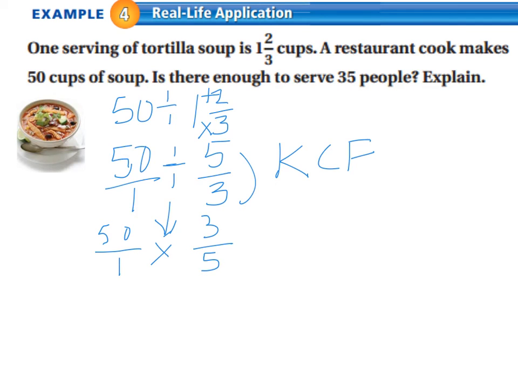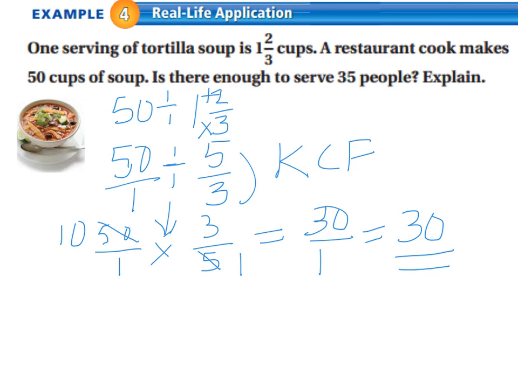My next step is to look for any common factors. I see a 5 and a 50. They both have a factor of 5, so 5 divided by 5 is 1. 50 divided by 5 is 10. 10 times 3 is 30, and 1 times 1 is 1. That can be simplified to 30. Since 50 divided by 1 2/3 would only give me 30 servings, I cannot serve 35 people.